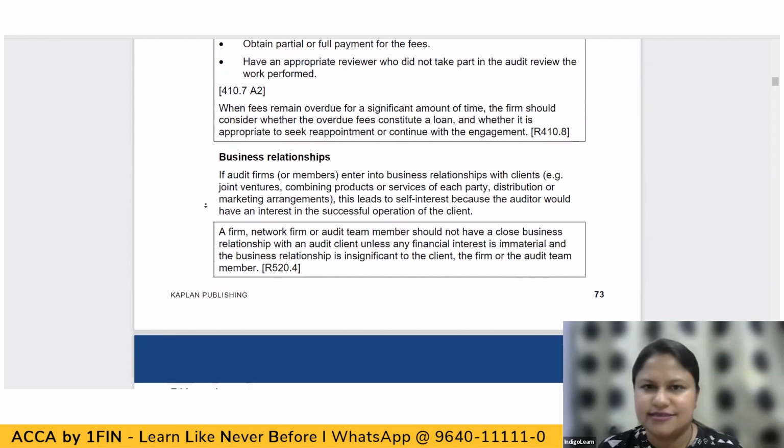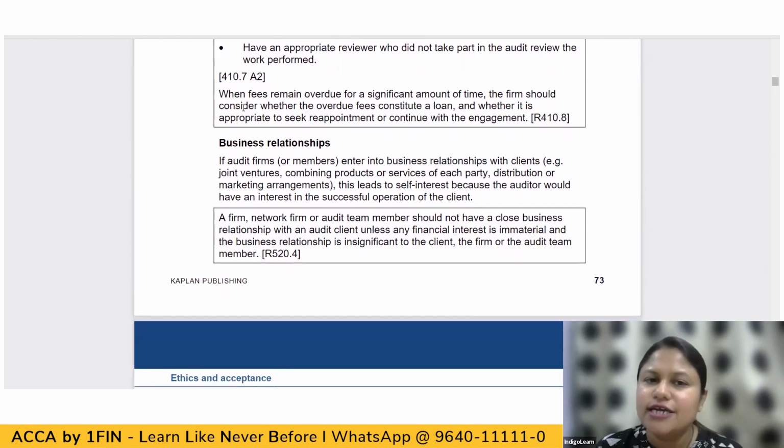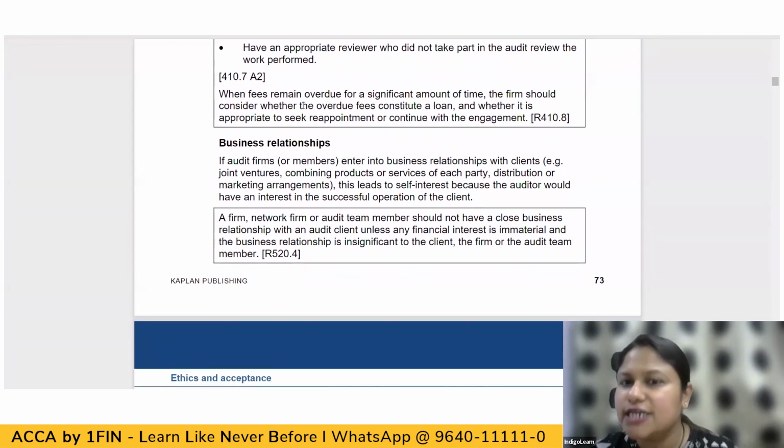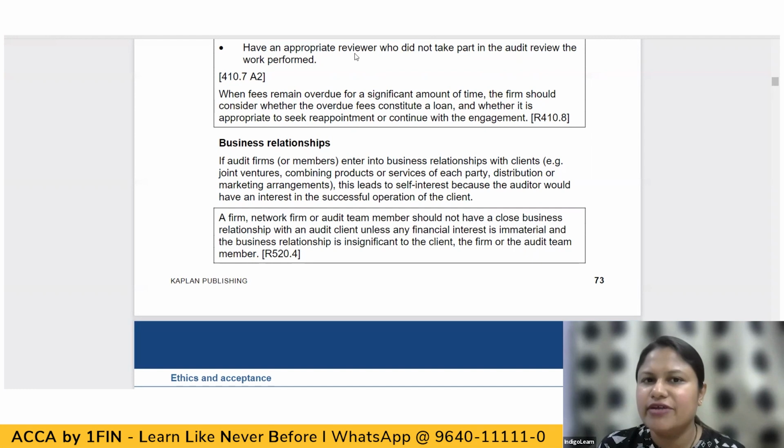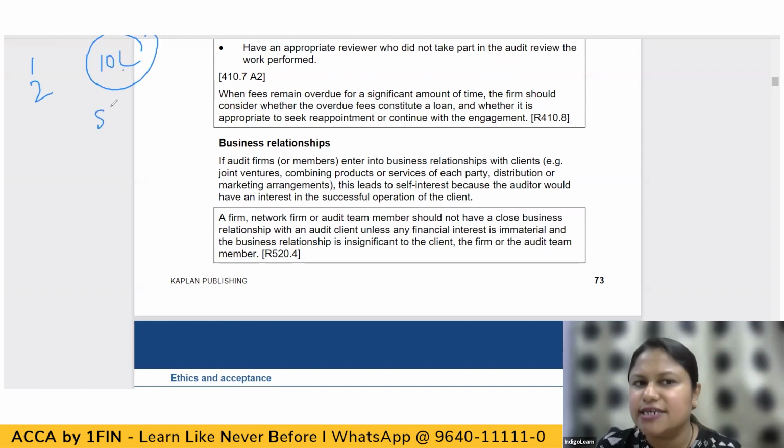Now, this point is important. When the fees remain overdue for a significant amount of time, the firm should consider whether the overdue fees constitute a loan and whether it is appropriate to seek reappointment or continue with the engagement. Just now when we did the example of first year, second year, and I told 10 lakh is the outstanding amount, looking at the value, I should decide whether it is significant or not. And if I believe it is significant, in the third year, I will think twice whether I should take up this engagement, seek reappointment, or continue or not.